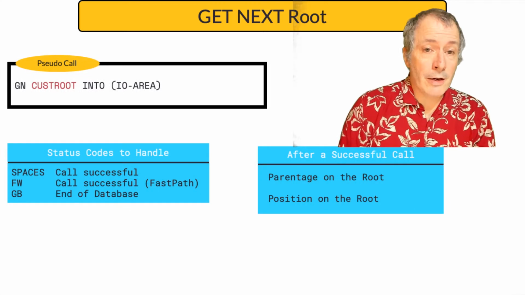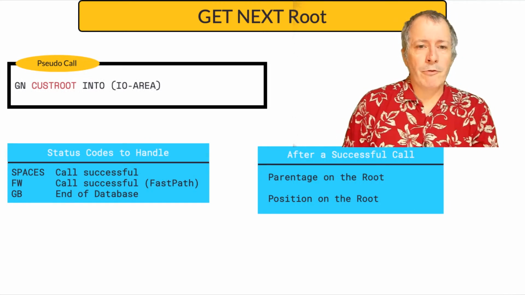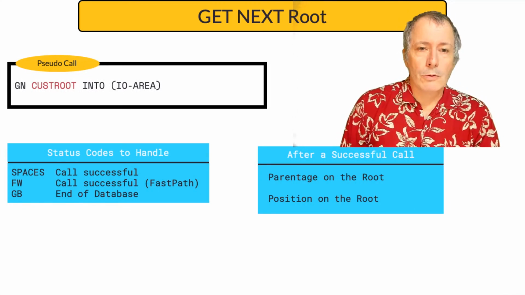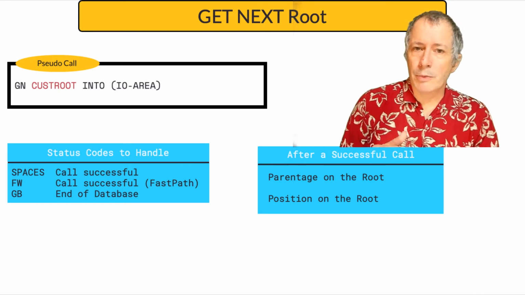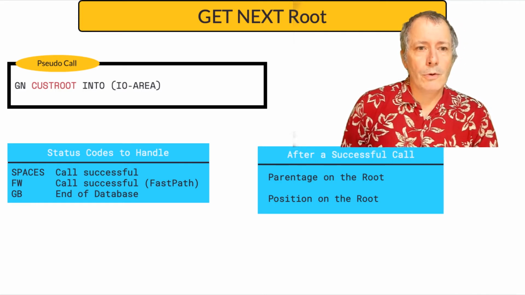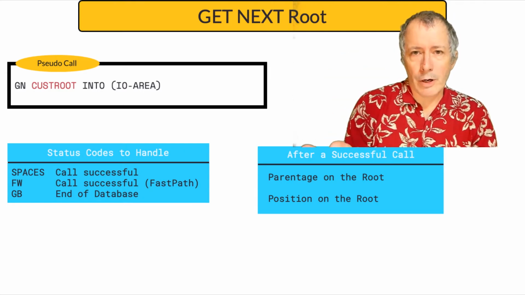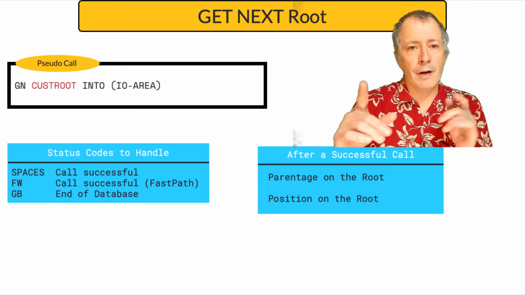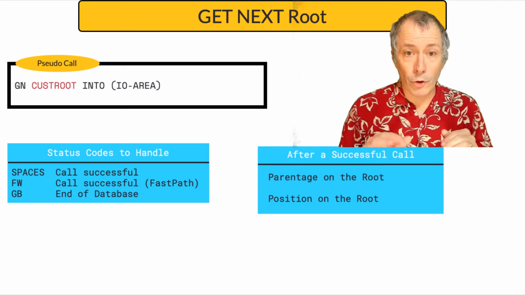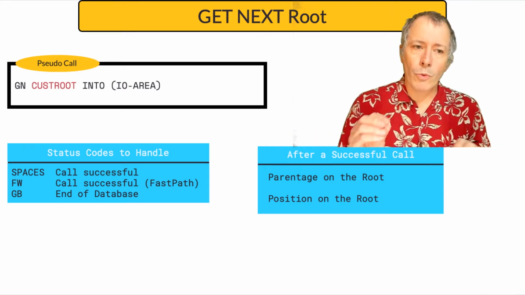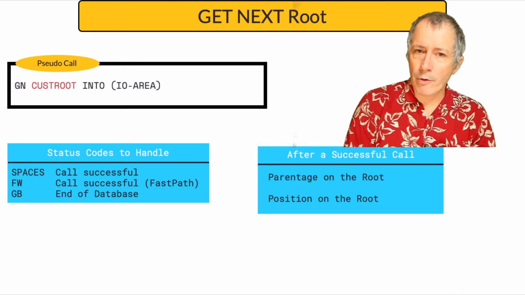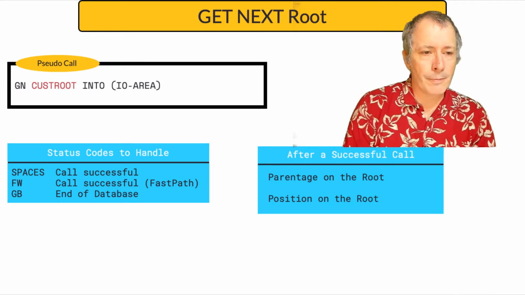Which IMS status codes should be handled by the program after issuing a Get Next Root call? Spaces, which means the call was successful, a root segment was found, and the data was placed in the I/O area. GB, the end of the database was reached, no data is returned, so whatever is in the I/O area from a prior call is still in that area.